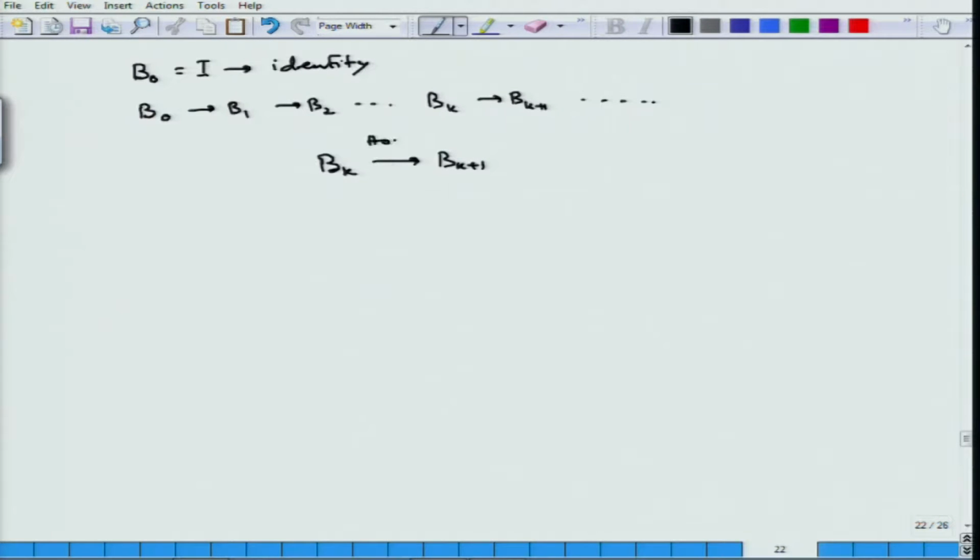If I want to do this, this B_{k+1} also has to remain positive definite when I already know that B_k is symmetric positive definite. Of course, it has to remain symmetric PD, which I am not writing every time, but I will write in short.